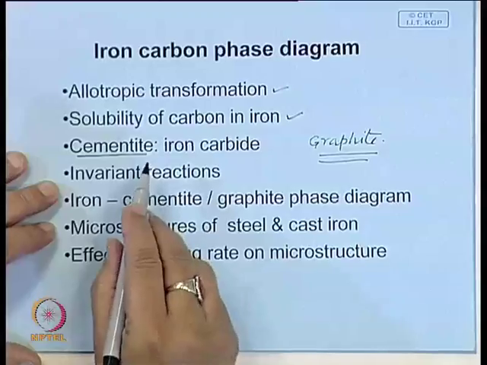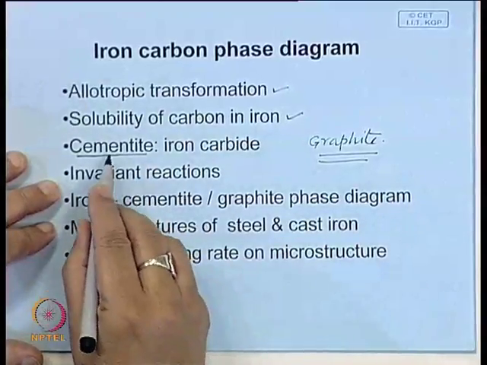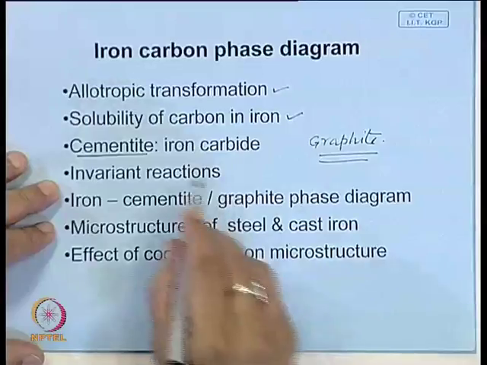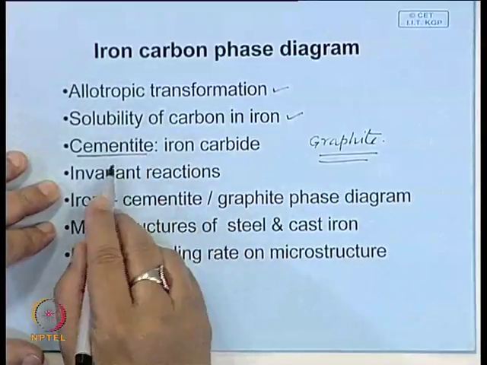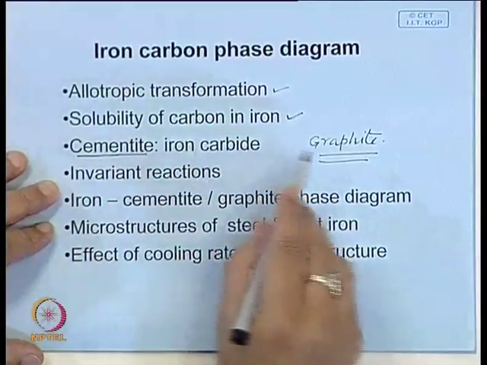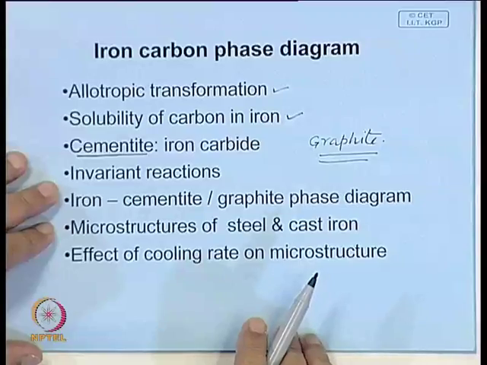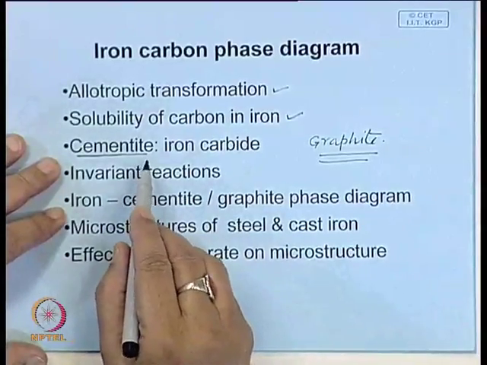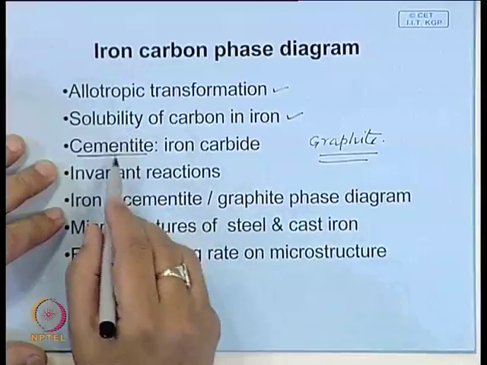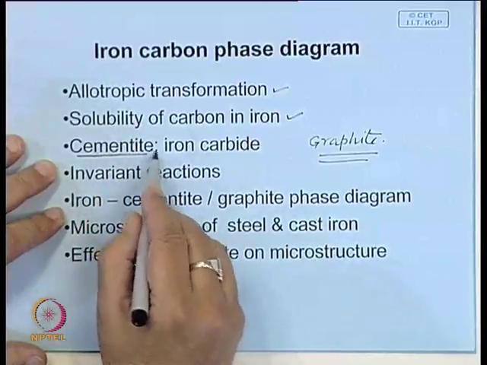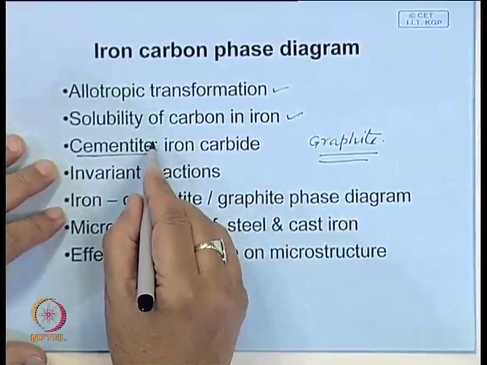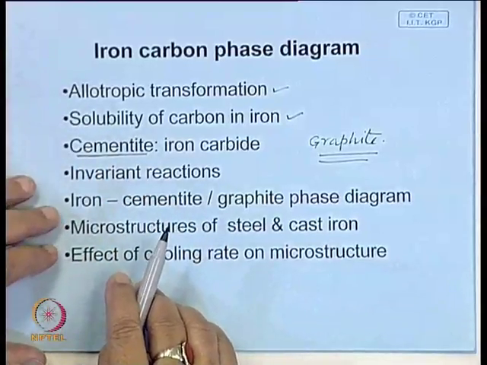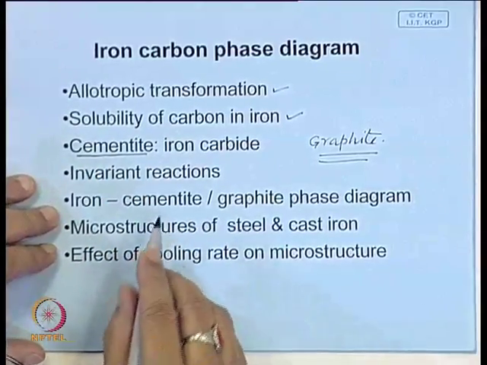So, today we will deviate a bit and look at the iron graphite diagram also, but the process of decomposition of cementite to graphite is very slow, and in most materials of commercial importance, in iron carbon alloys, we do get carbide. Carbide is the form in which carbon is mostly present in steel.